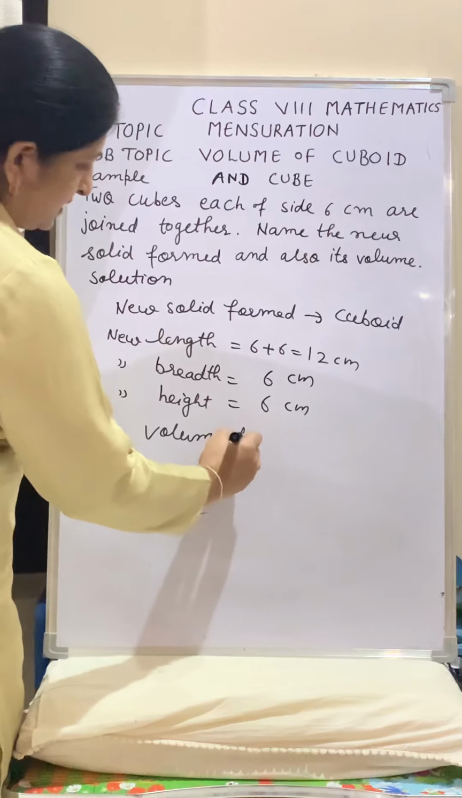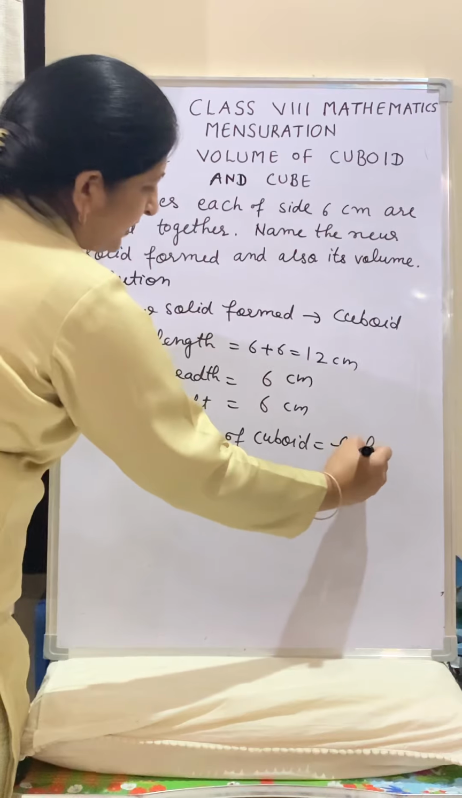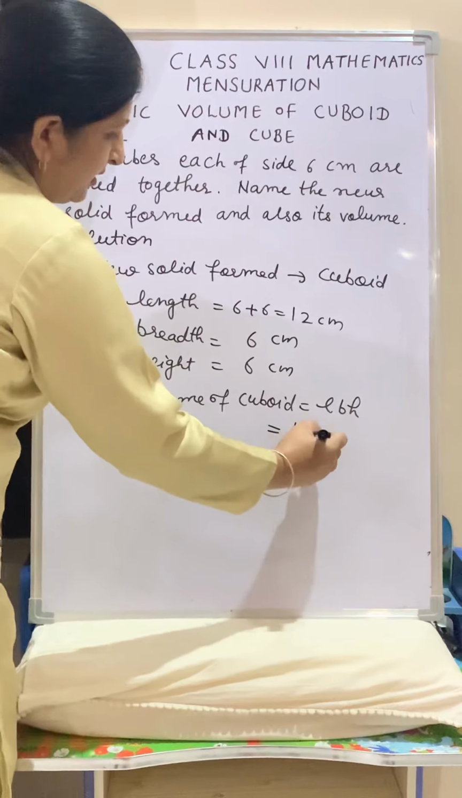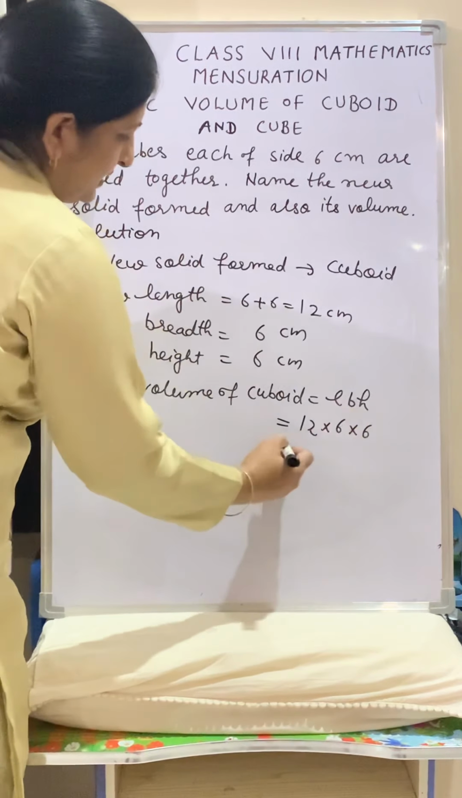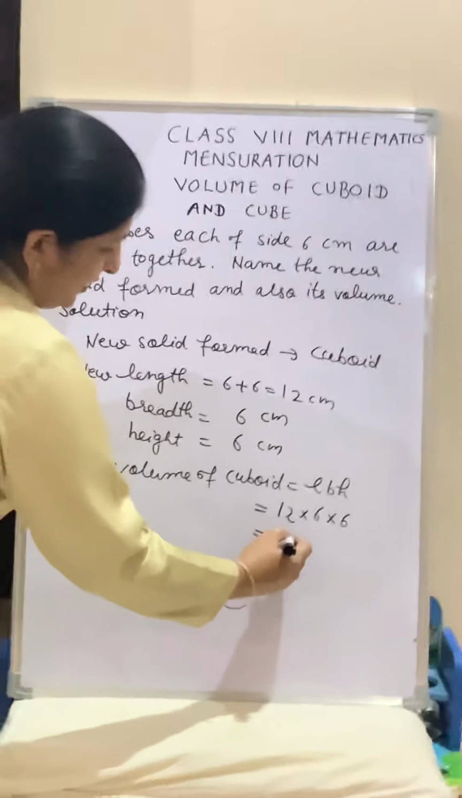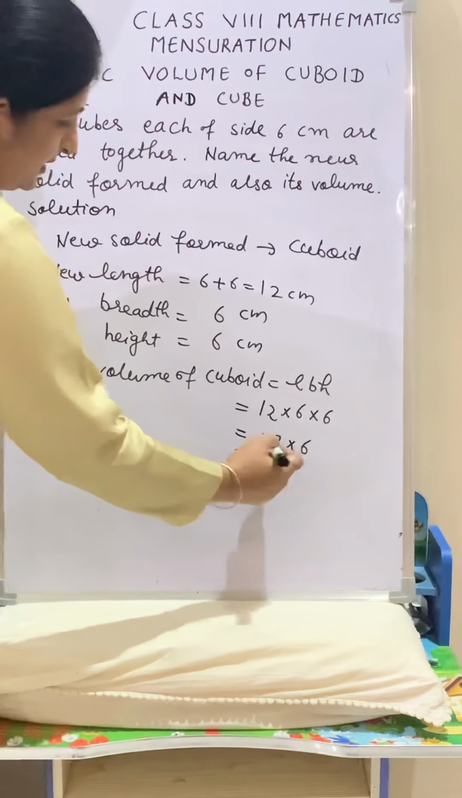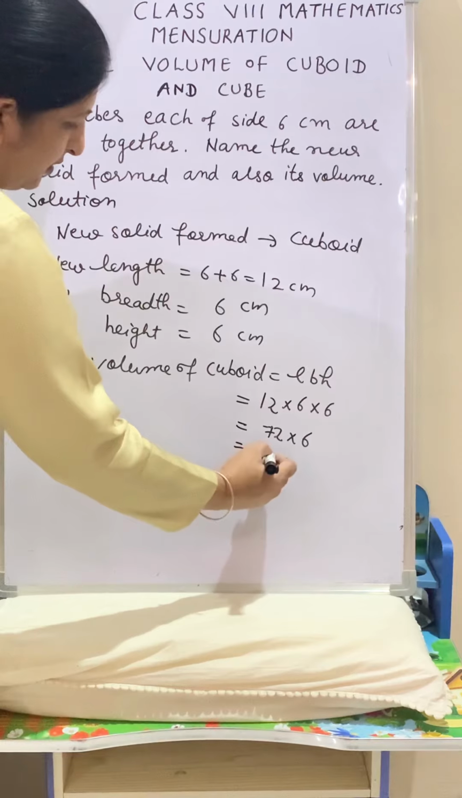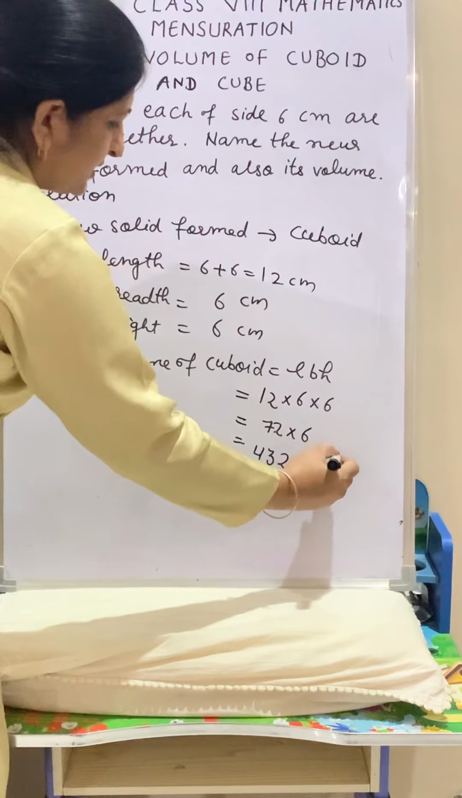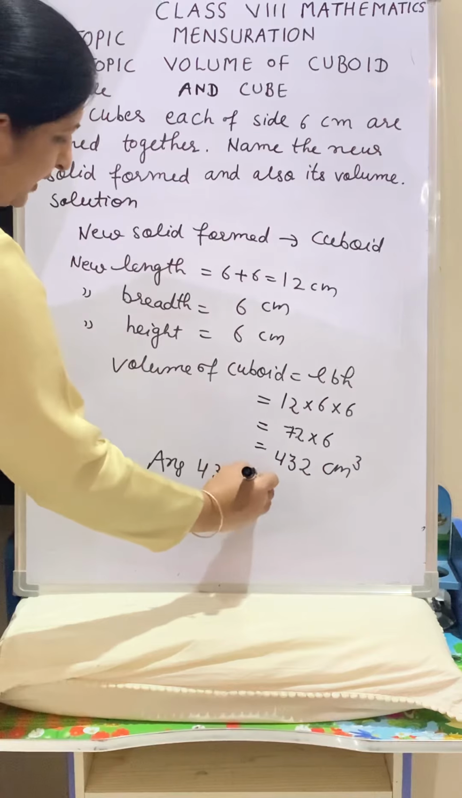of cuboid is L, B and H. L multiplied by B multiplied by H. What is L? 12. What is B? 6. And what is H? 6. So 12 times 6 is 72, multiplied by 6. 6 twos are 12, 1. 6 sevens are 42 and 1, 43. And what will be the unit? Centimeter cube. It is the answer: 432 centimeter cube.